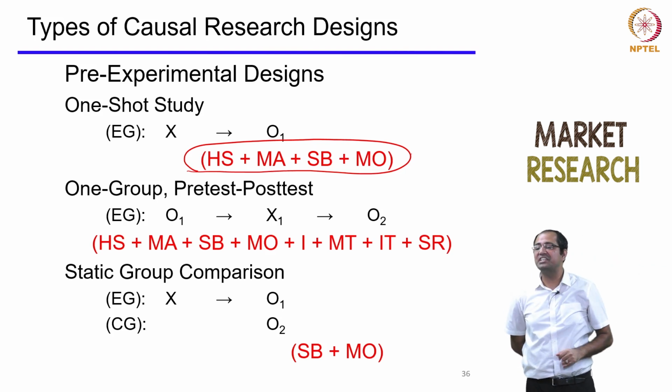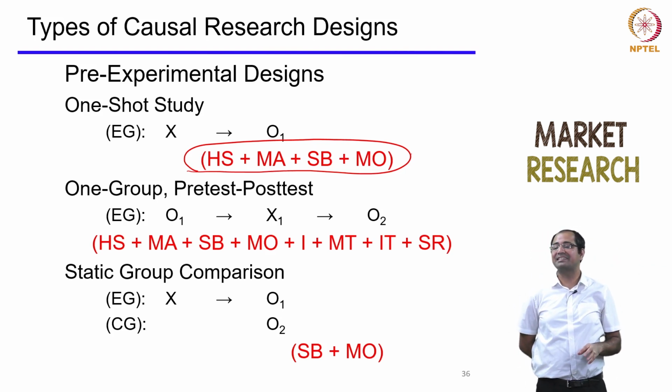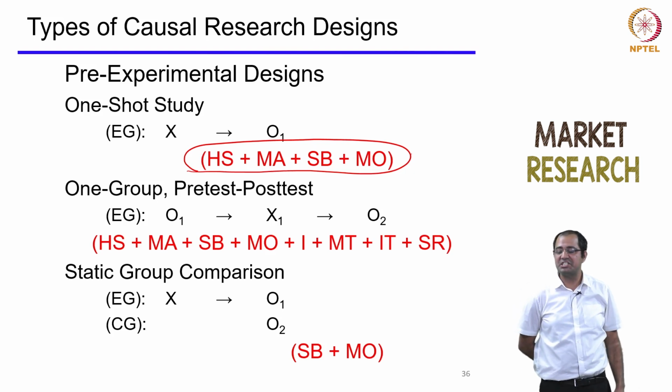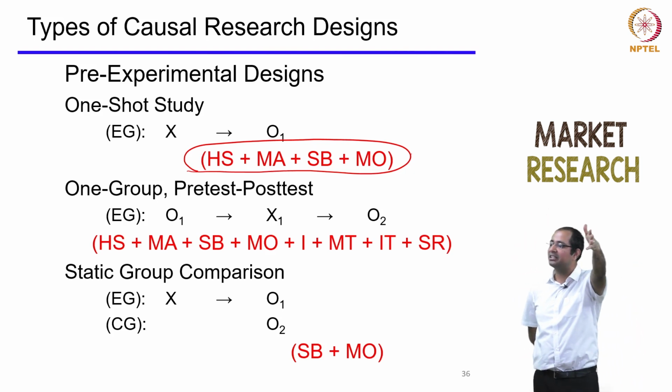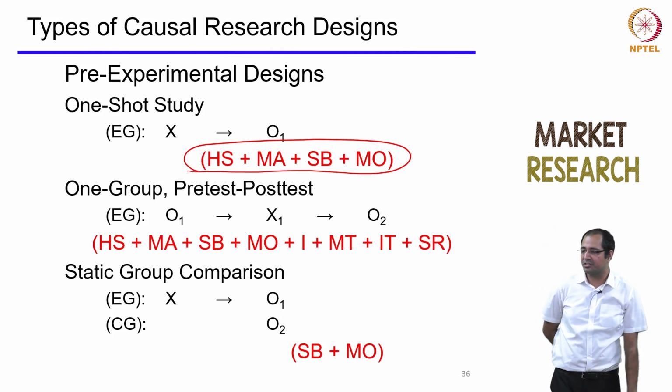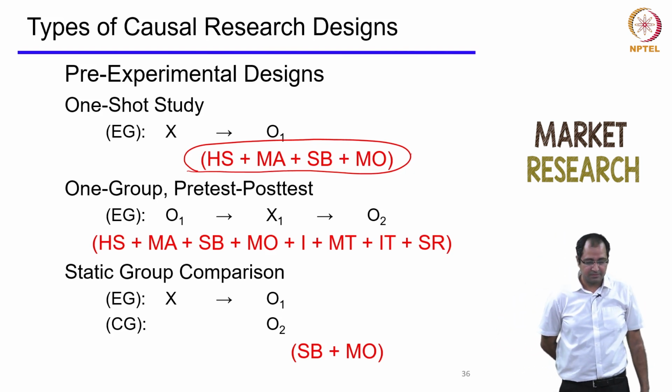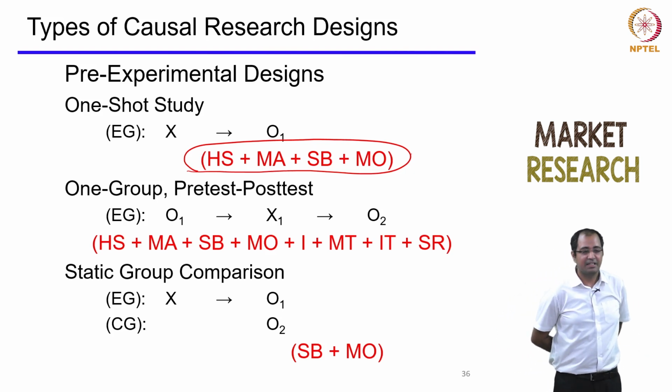Which means, let's say in the sales training program, you did not even take the readings before the sales training program. You gave the sales training program and then took the reading. Only one observation is taken post the experiment. That is what a one shot study is. So why is it called pre-experimental? We're still doing something.